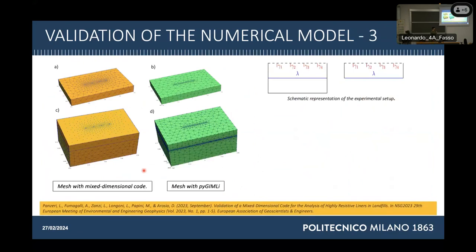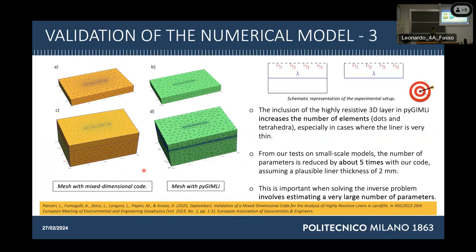Another important point comes from the comparison with other models that are present online. For example, we have PyGimli. And what we notice, simulating with different characteristic lengths of the mesh, is that we obtain a number of elements 5 times less with respect to the other model. This is why we are considering the mixed dimensional model. So we are using the liner as a 2D element instead of a 3D. This is very useful when we are dealing with the inversion problem, so when we are solving this mathematical problem. We are considering a much lower number of elements, so fewer unknowns.